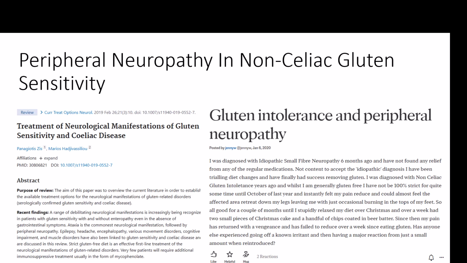Has anyone else experienced going off a known irritant and then having a major reaction from just a small amount when reintroduced? The answer I would say is yes. I have heard many clients report this. If you have a peripheral neuropathy, I would suggest going off gluten on a trial basis to see if you notice any improvement. That's the bottom line.